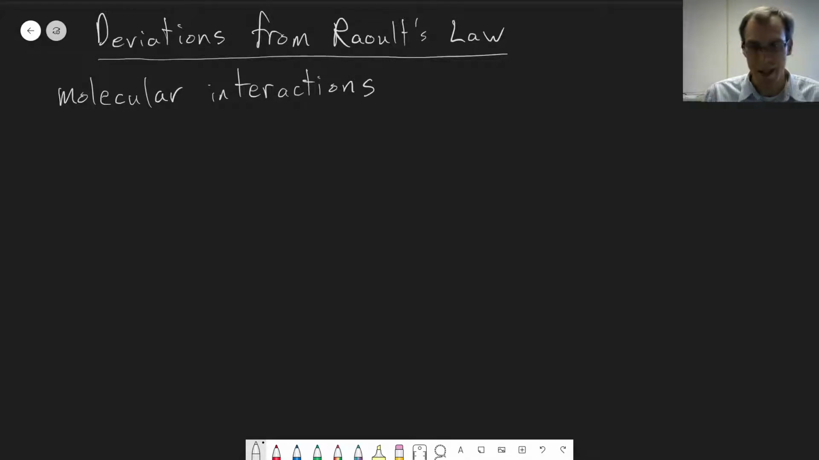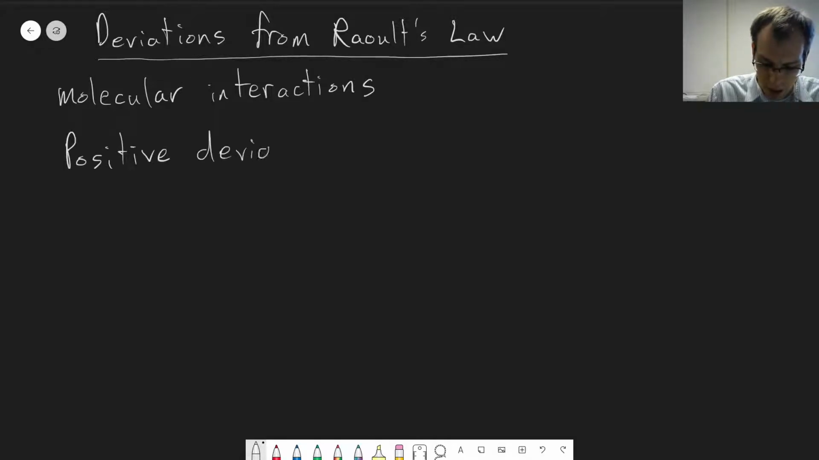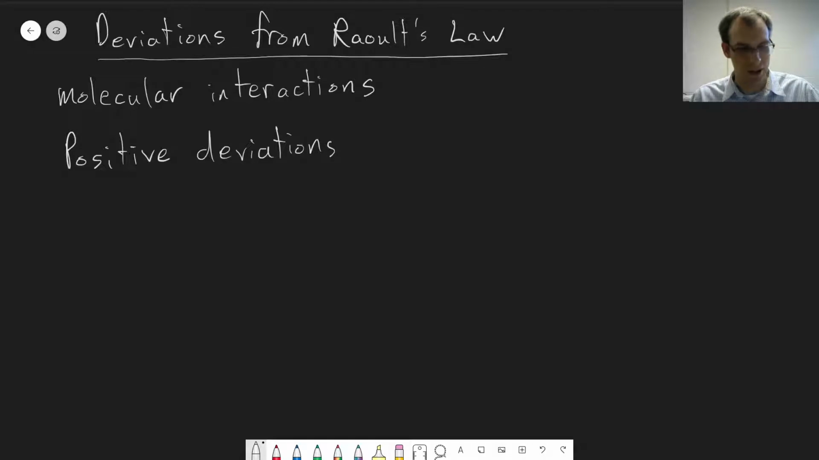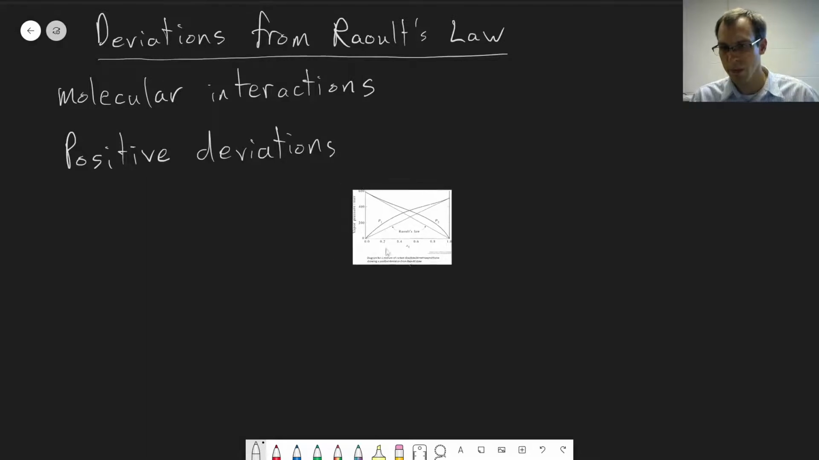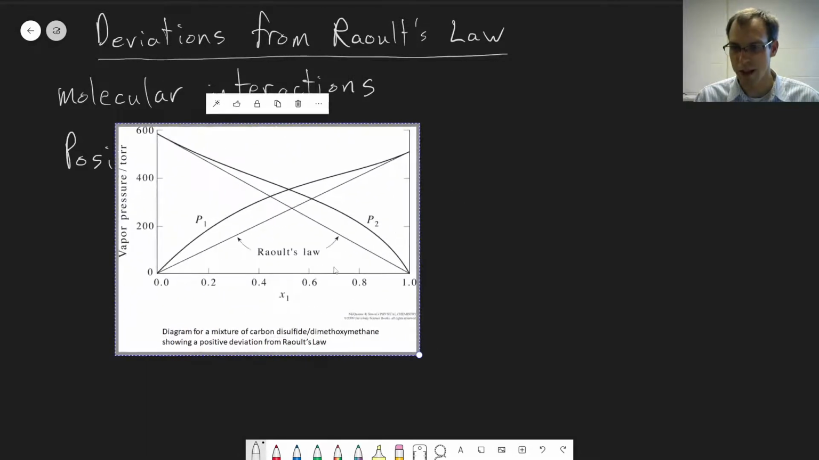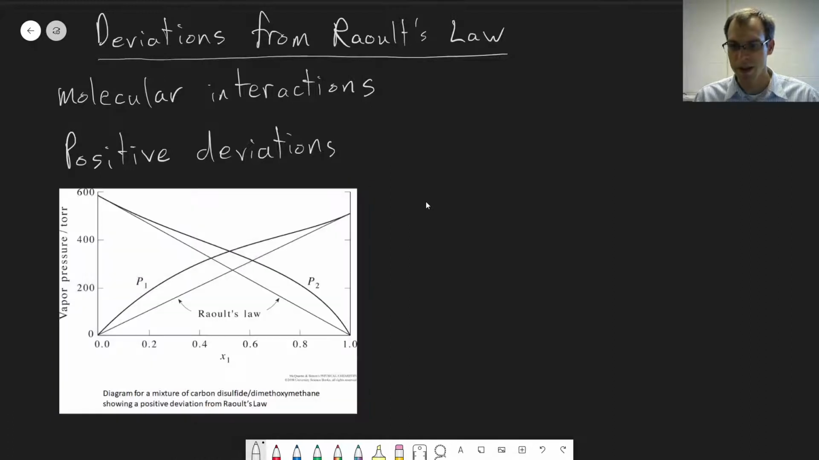And so we can classify our deviations from Raoult's law, from this ideal solution behavior, into two possibilities. So we can have positive deviations from Raoult's law, and the way to understand whether something's positive or negative is to think about the vapor pressure that's measured versus what you would expect from Raoult's law. So let's look at a plot here to illustrate this. So this is a figure from your textbook looking at a specific mixture that has a positive deviation from Raoult's law. So this is a mixture of carbon disulfide and dimethoxymethane, which shows this positive deviation behavior.